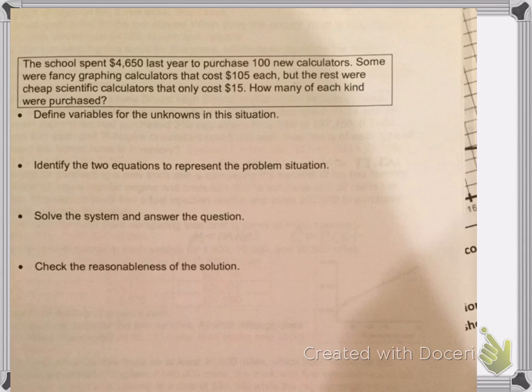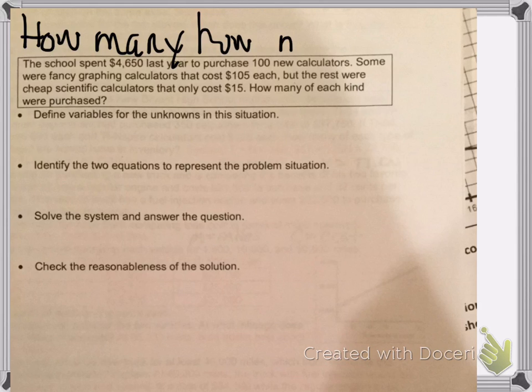Here's another how many, how much. Okay, let's read the problem. The school spent $4,650 last year to purchase 100 new calculators. Some were fancy graphing calculators that cost $105, but the rest were cheap scientific calculators that only cost $15. How many of each kind were purchased?